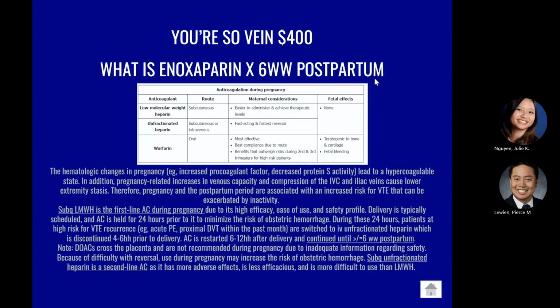Lovenox for 3 months. So it's basically 6 weeks postpartum, so, which is close. Because of pregnancy, patients do become hypercoagulable. And the first line of anticoagulation in pregnancy is Lovenox, and then second line would be heparin. DOACs are not preferred because they do cross the placenta, and we don't have adequate information to say whether they're safe or not.